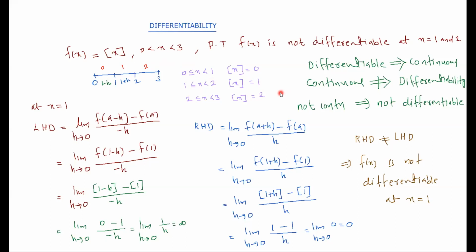If you take any integer, generally a, the left hand derivative will always be infinity. That means it will not exist. The right hand derivative will always be 0. So the left hand derivative and right hand derivative are not equal. So you can say that the greatest integer function is not differentiable at integers. It is not continuous at integers. So if it is not continuous, then surely it is not differentiable either. So clearly you can say it like that, but you have to prove it like this.